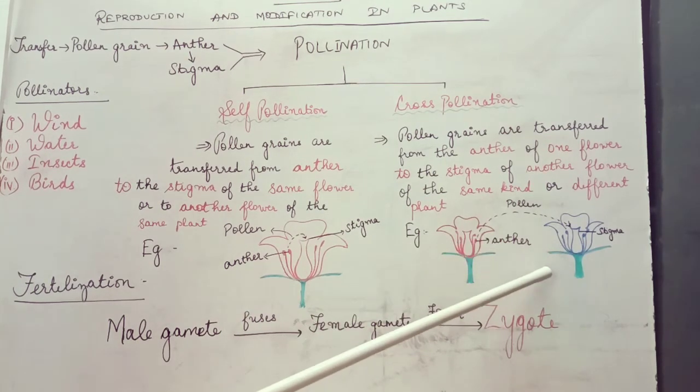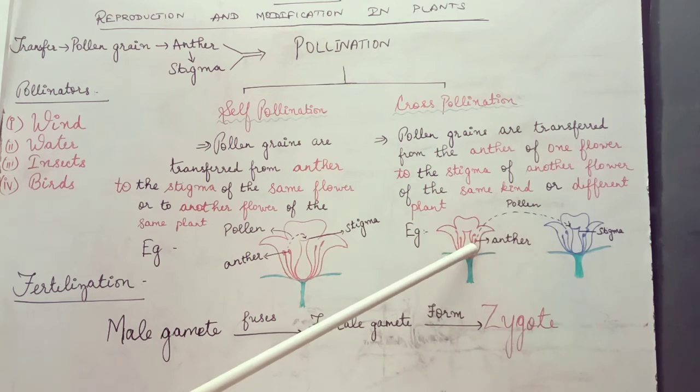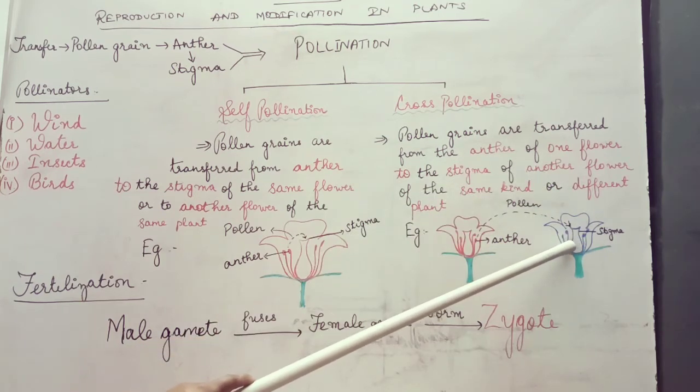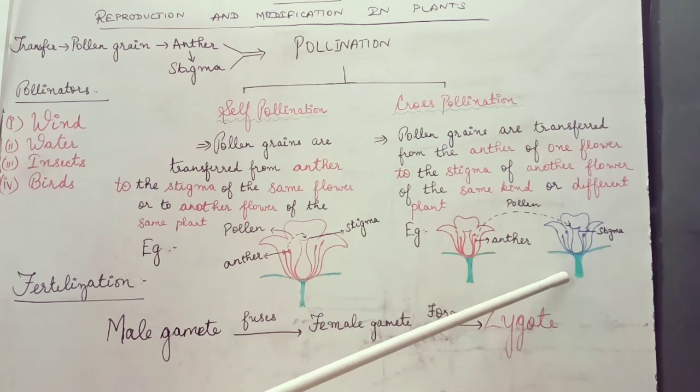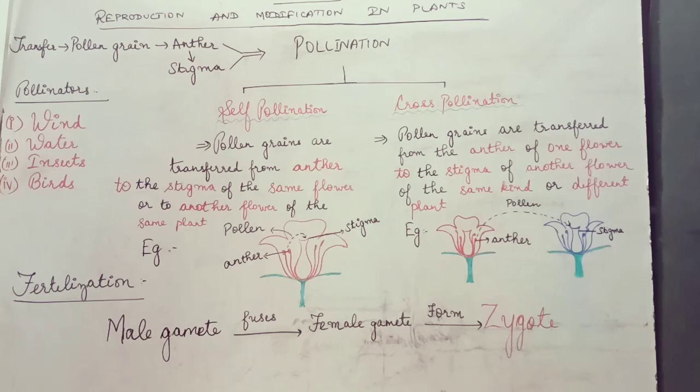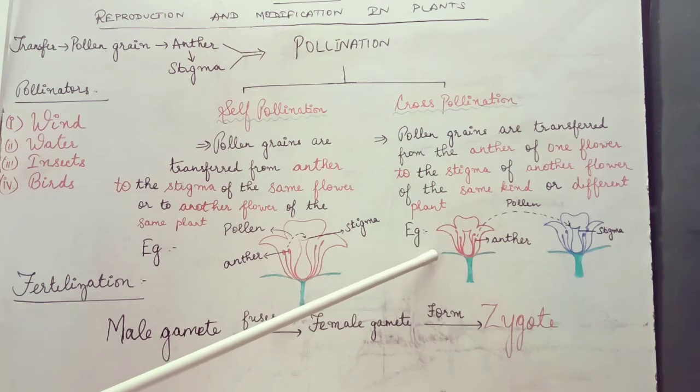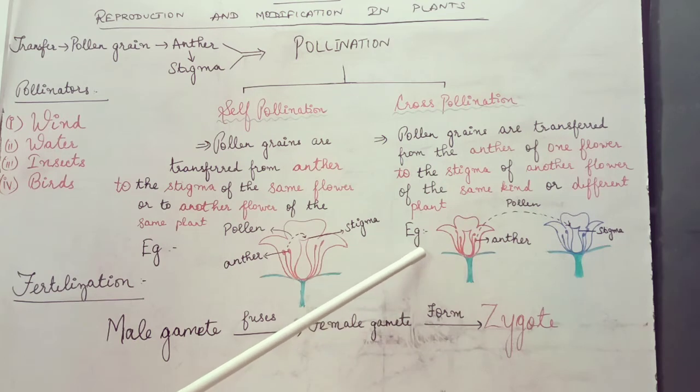Here two different plants are shown. So the pollen grains are transferred from the anther of one plant, one flower, to the stigma of another flower of the same kind or a different plant of the same species. This is cross-pollination. In self-pollination, the plants need not produce more pollen grains. Here, the plant needs to produce more pollen grains to increase the chance of pollination.